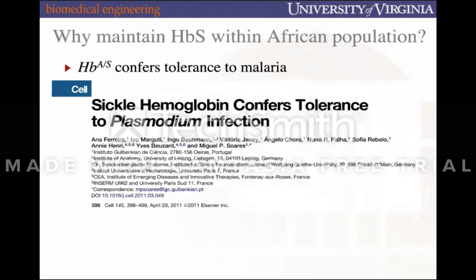So what's been identified is that having that mutation provides protection against malaria, and so it appears that primarily in West African populations where there is a large incidence rate of malaria, it appears to confer tolerance and protection for those that have this mutation. And this study was, I think, just done 10 years ago. Yeah, 2011.